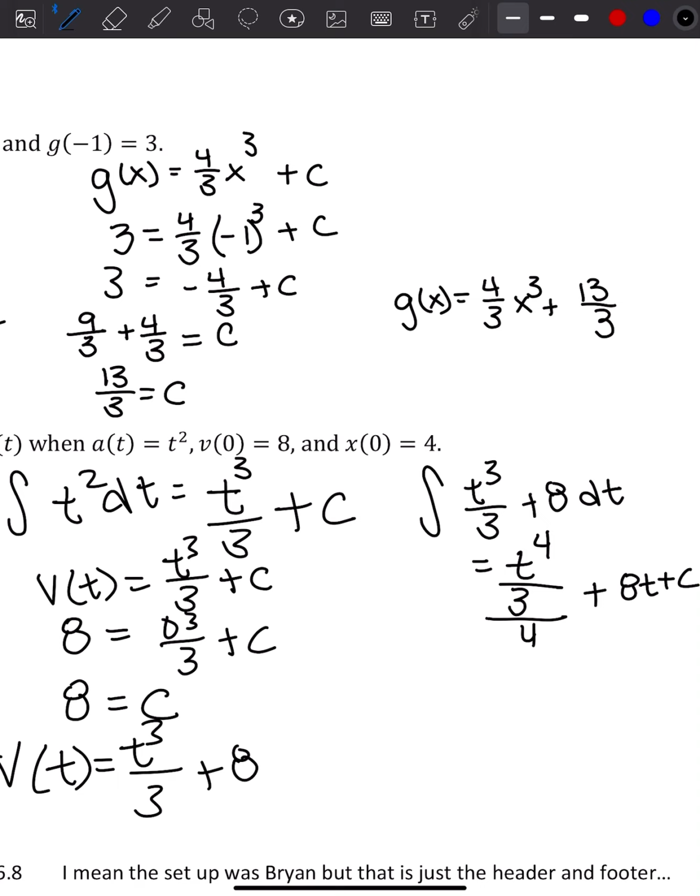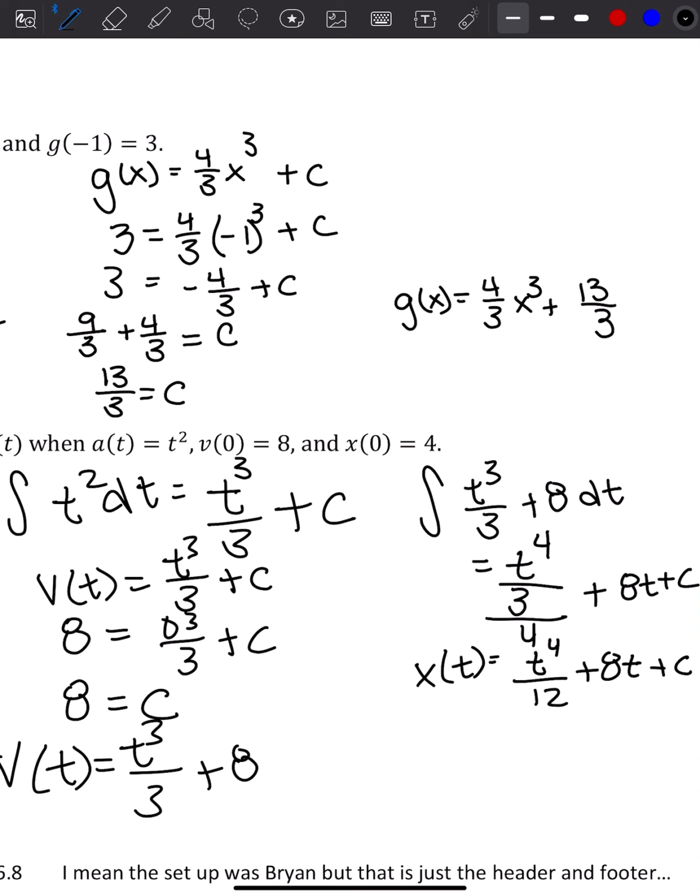If we want to separate them so we know that they're different, we can add a subscript of 1, or we can choose a different variable. So let's kind of clean this up. So we have x of t is equal to t to the 4th. Dividing by 3 is like multiplying by 1/3. So we realistically have 1/3 divided by 4. 1/3 divided by 4 is the same thing as saying 1/3 times 1/4, which would be 1/12. So we have t to the 4th divided by 12 plus 8t plus c.